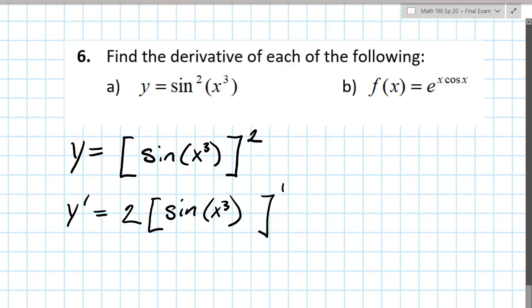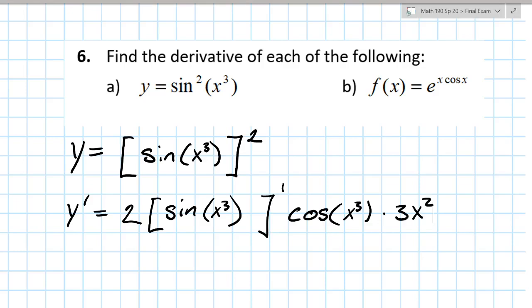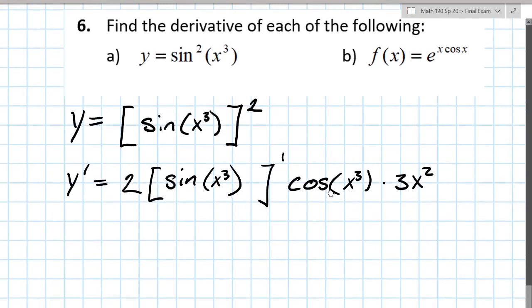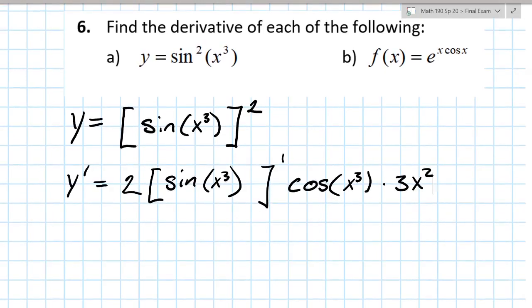The derivative of sine of stuff is cosine of stuff. The inside stays inside times the derivative of the inside function using the chain rule. Derivative of the inside function is power rule, and that gives me a 3x squared there. This is the end of this problem since there's really nothing to combine, not really.